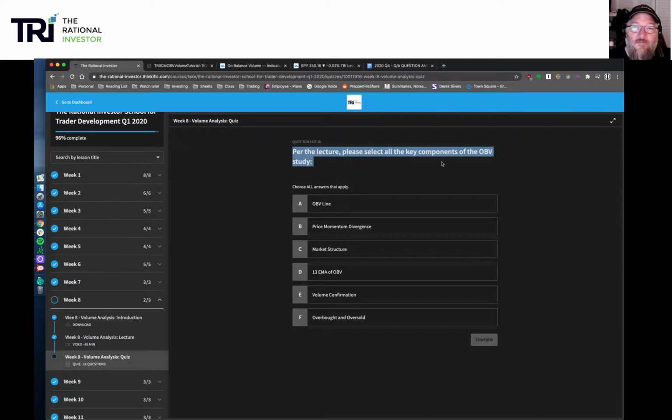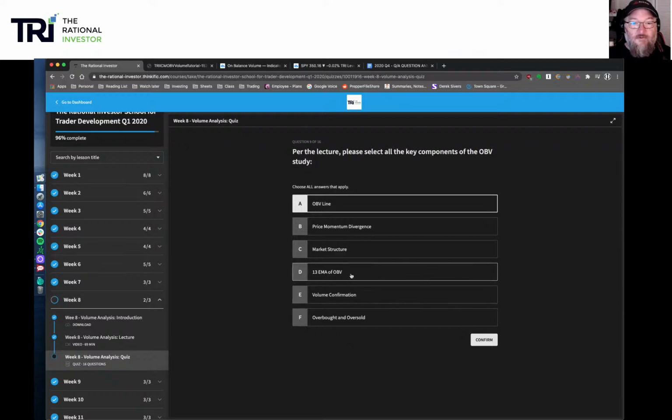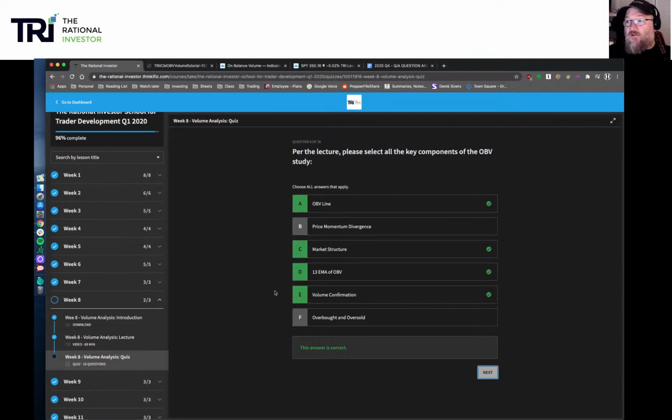And then per the lecture, please select all the key components of the OBV study. And this is important. I refer to my study when I am marking my charts up. I refer to this as my volume study because it encompasses so much more than just the OBV line, right? We have the OBV line, the 13 EMA of the OBV, volume confirmation, and we have price, and we have market structure. All of these components need to be there for our volume study to tell us what we need it to tell us. If you only have part of this, you don't have a volume study indication. Okay.